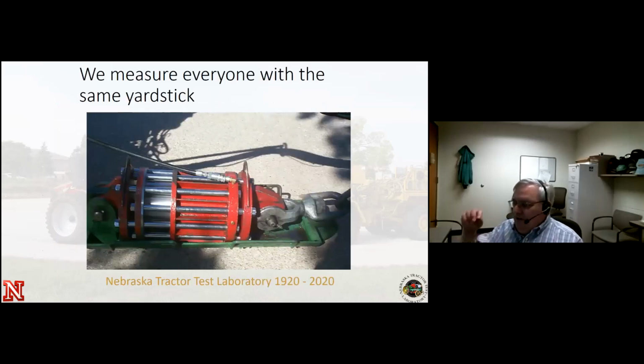I'm going to just sort of stop here today on this slide. That's our biggest load cylinder that we ever used, and that's our yardstick. And we have measured everyone with the same yardstick. We actually switched to load cells a couple of years ago, but this is too good of a picture not to have today. So I guess, Chuck, at that point, I'll stop and we can take some questions or have some discussion or whatever anybody would like to do.